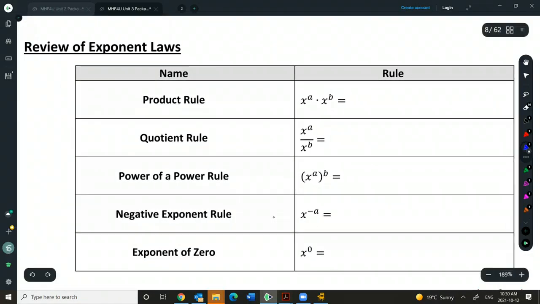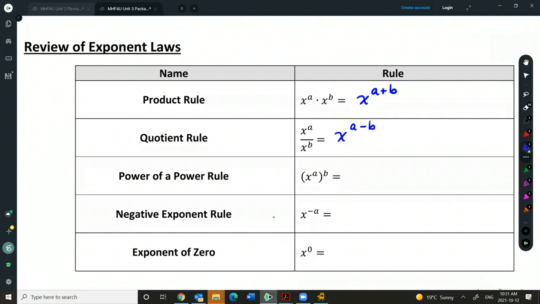We have the product rule. So the product rule says when we multiply two like bases, we keep the base, and anyone know what we do with the exponents? Kenzie? Add the exponents. So keep the base, add the exponents. A plus B. So similarly, when we divide two like bases, we keep the base, and what do we do with the exponents here? Bella? Okay, so it will always be top minus bottom exponent. So keep the base, subtract the exponents.